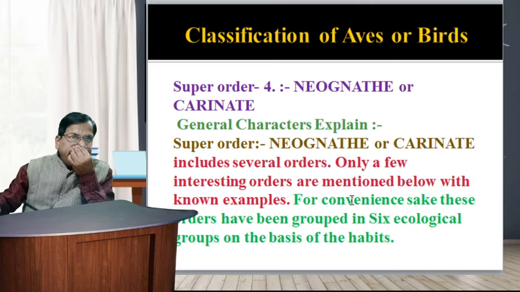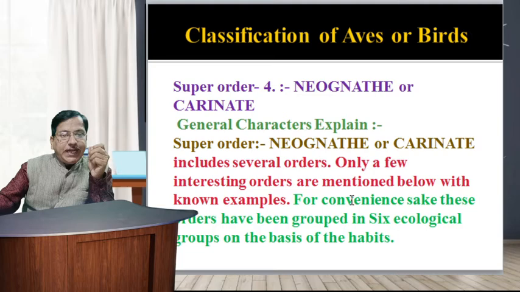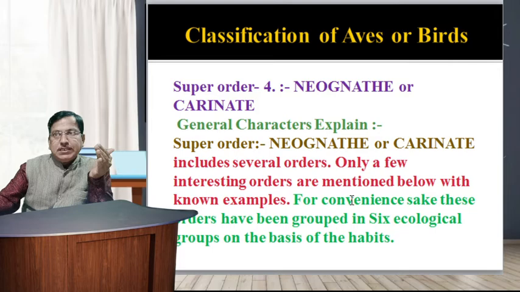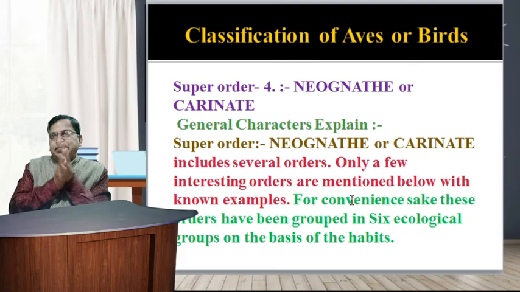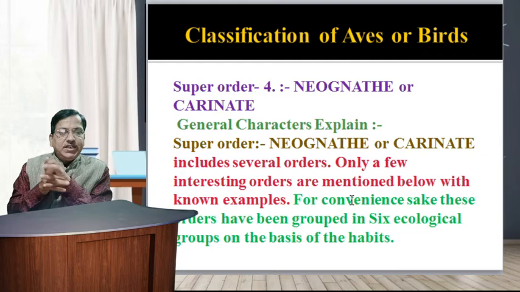Next superorder is the most important, Neognathi or Carinatae. The ratite birds are the running birds, while Carinatae birds are the flying birds. Most of the animal groups are included in Neognathi. Most birds in the Carinatae group have a flying mode of life. It includes modern birds or flying birds.